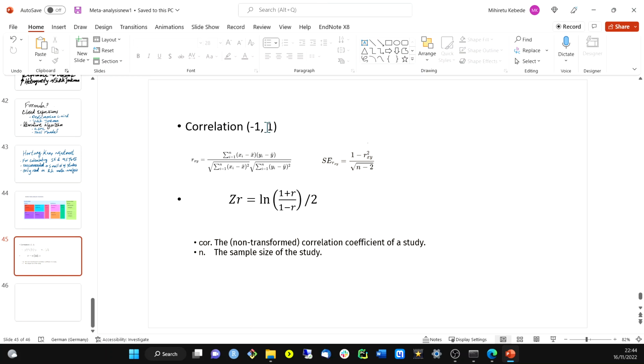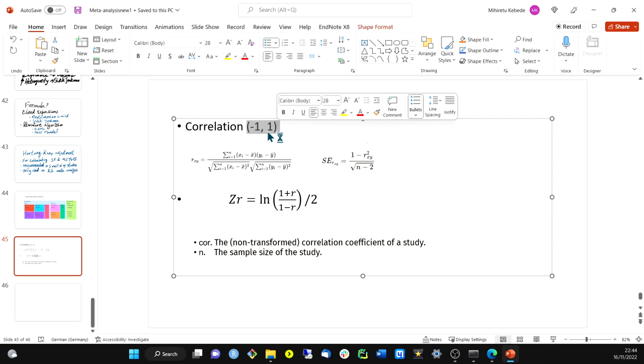So what I said before is that the correlation is always between -1 and 1. When you look at this distribution, the value of the correlation never goes below -1 or above 1, so that means the distribution is skewed. So what you have to do is transform it so that you can achieve a normal distribution. To do that, you use the Fisher-Z transformation method.